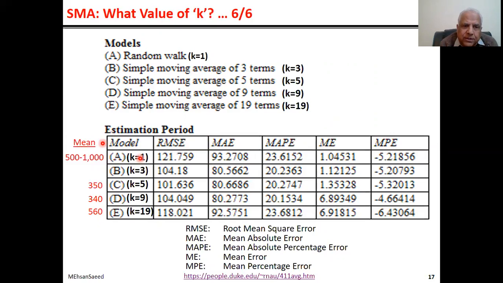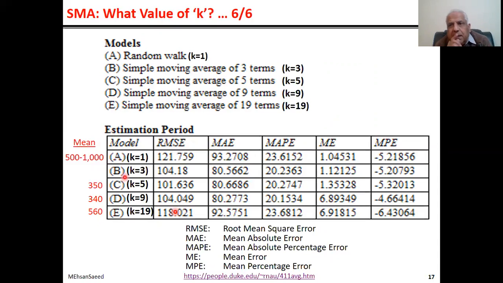This column indicates root mean square error. This column indicates mean absolute error. This is mean error. This is unreliable anyway, so let's take it out. And as I said, we haven't gone into mean absolute percentage error and mean percentage error, so let's not bother about them. Let's concentrate on these two.